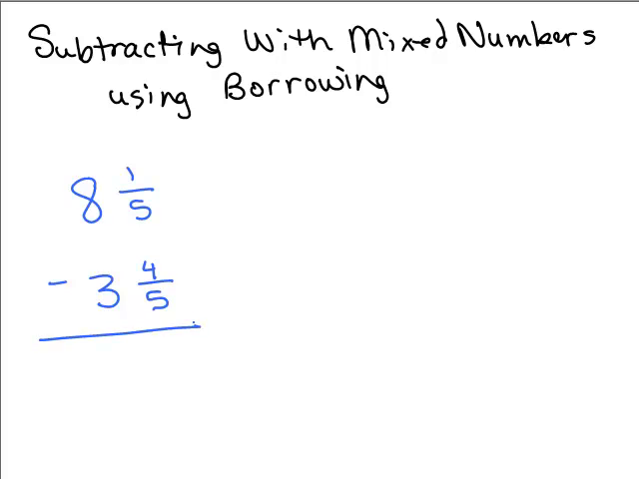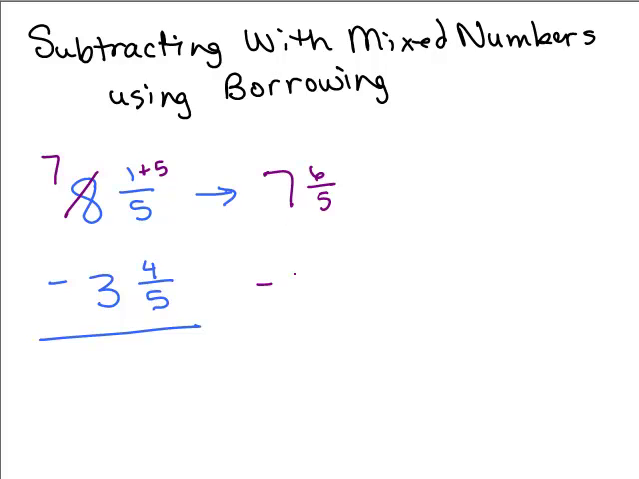Now remember, you can do this problem by changing each of those to improper fractions and subtracting, but I'm going to go over the new method here. So we're going to rewrite this by borrowing. I'm going to borrow 1 from the 8, which means I get to add on 5/5, right? And that's the same thing as 7 and 6/5. So 8 and 1/5 is the same thing as 7 and 6/5.